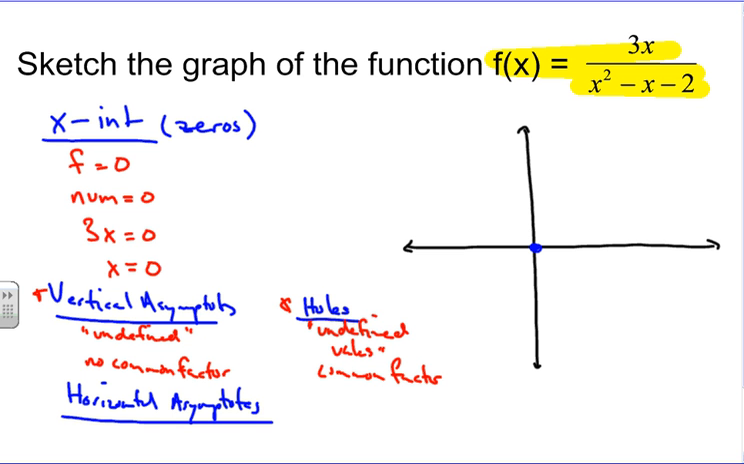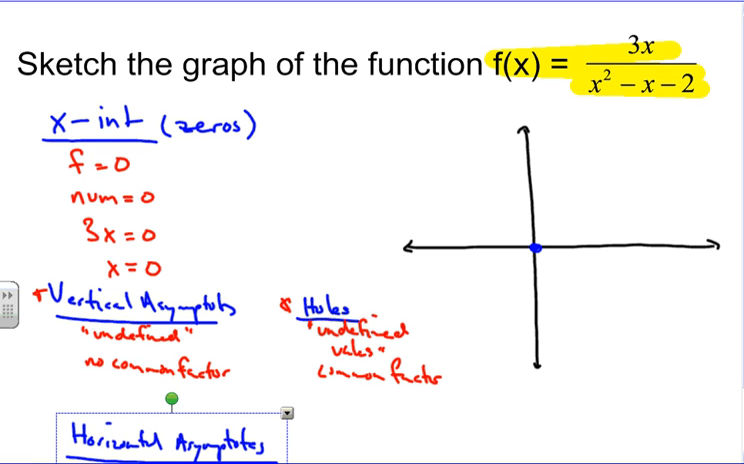How do we find this? We take our denominator and set that equal to 0. So in this case, we set the denominator equal to 0. I have x squared minus x minus 2. I'm going to factor that: x minus 2 and x plus 1, and we'll set that equal to 0. So I have vertical asymptotes at x equals 2, so I'll graph this at 2.